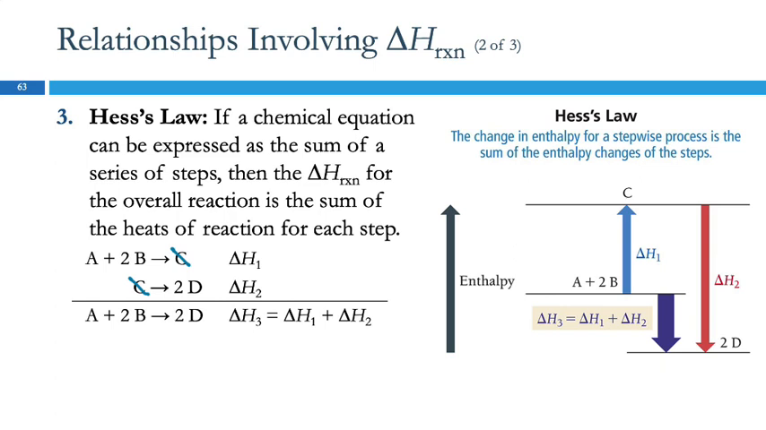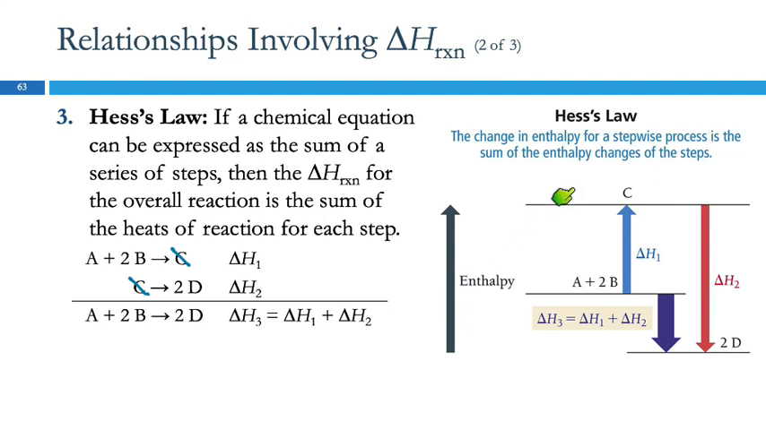Now, what's kind of trippy about this is this does not have to be the way that the reaction occurred. It might have gone through some other mechanism. But if I can find two equations where delta H is known and I can combine them mathematically to get the equation I want, then I can calculate delta H. And that's because delta H is a state function. It doesn't depend on how you got there. It just depends on where you started and where you end up.